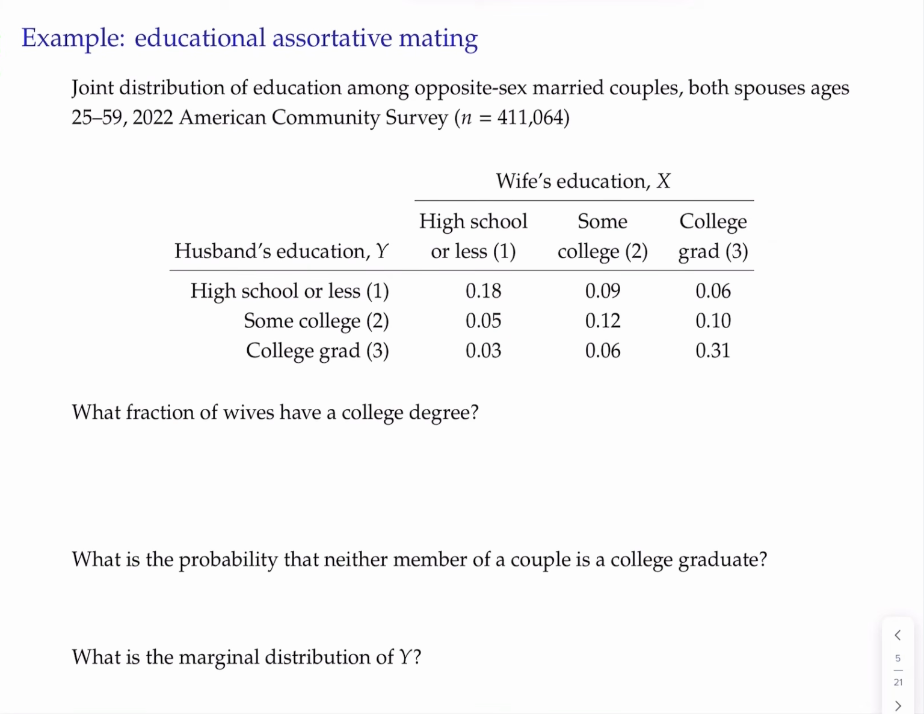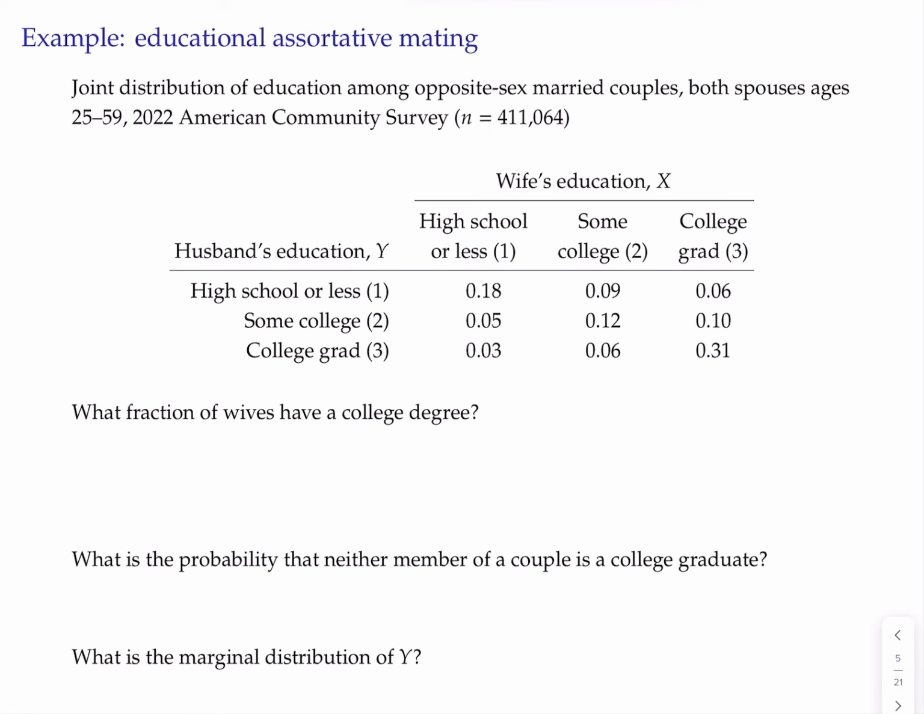Let me show you a joint distribution, just to give you a numeric example to think about here. We'll do some of the questions here in class, but I'll just introduce the idea and maybe do one of the examples here. So this is the joint distribution of levels of education in a large sample, about 400,000 opposite-sex married couples observed in 2022 in the U.S. And just to keep things tractable, I've categorized education for husband and for wife as being in one of three categories: high school or less, some college, and college grad or higher.